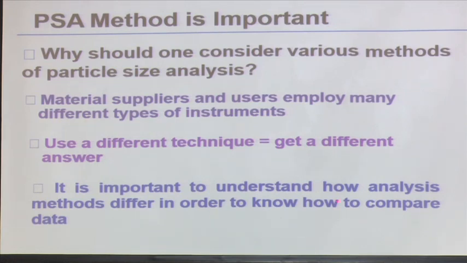It is important to understand how analysis methods differ in order to know how to compare data. I give this example. Suppose I have given you a blasted rock, or maybe I am giving you a particle size starting from 1 meter to 1 nanometer. Everything is there. I ask you to give me the size distribution. Can you do sieving? Can you do sieving for 1 meter particle?